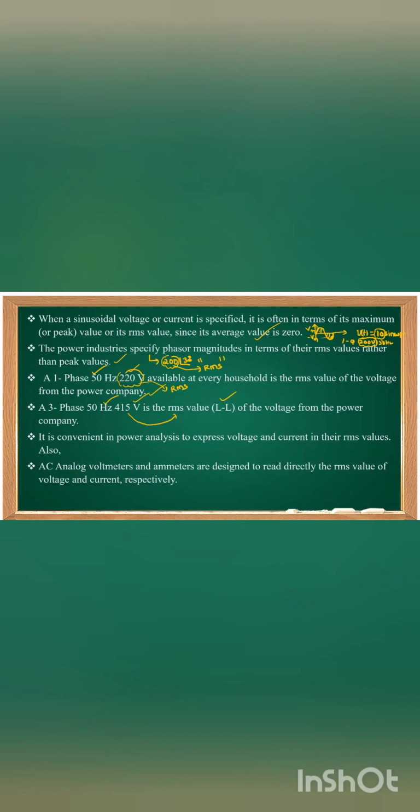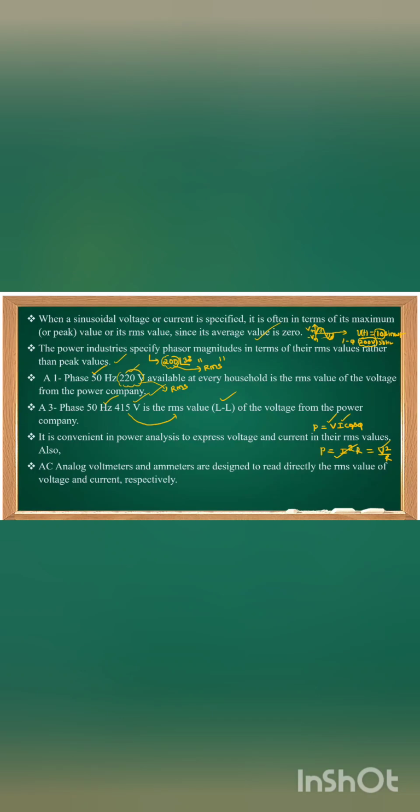Not only this, in most of the power analysis, we have to represent voltage and currents by their RMS values only. For example, P equal to VI cos phi. In this calculation also, voltage is the RMS value, current is also the RMS value. P equal to I square R, P equal to V square by R. In these calculations also, currents and voltages are RMS values.